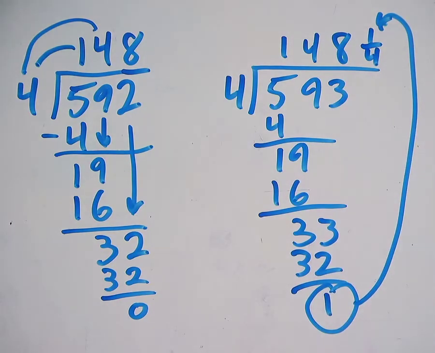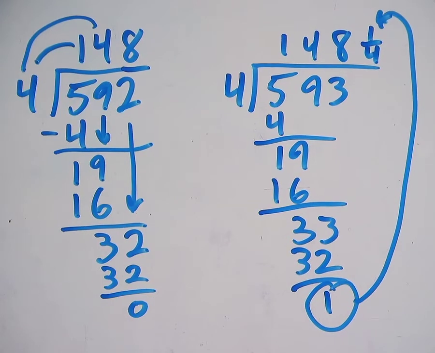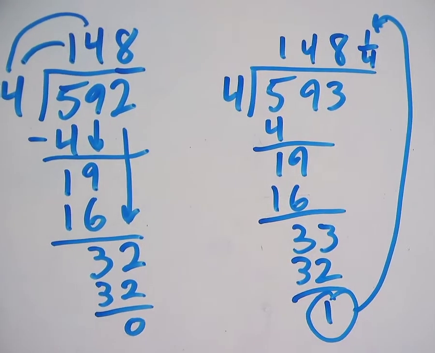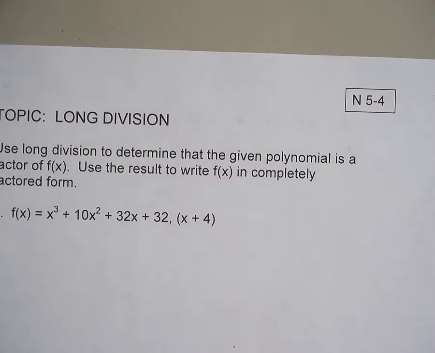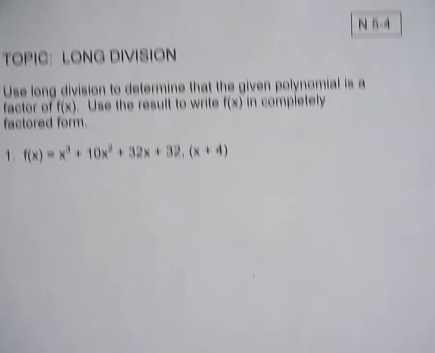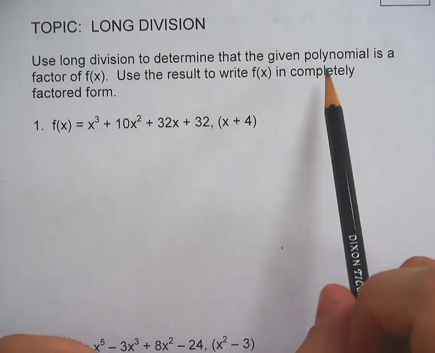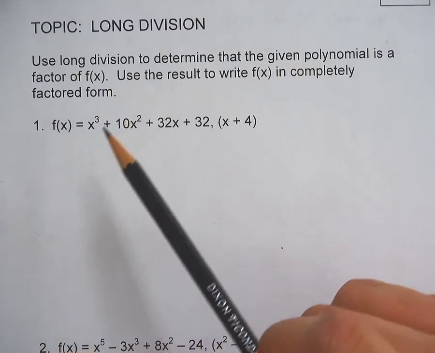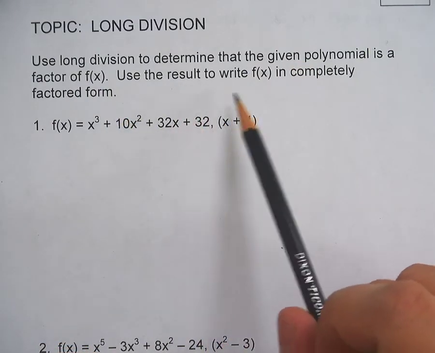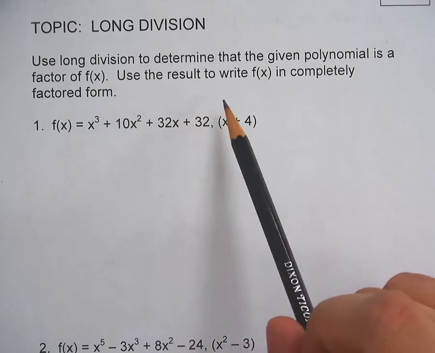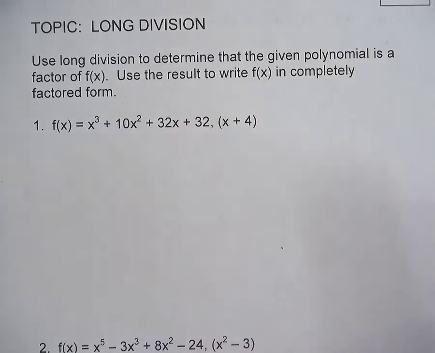And the idea of long division is the exact same thing, just with equations instead of numbers. It's the exact same principle, and you'll see what I mean here in just a second. So take a look here. It says use long division to determine that the given polynomial is a factor of f of x. Use the result to write f of x in completely factored form.